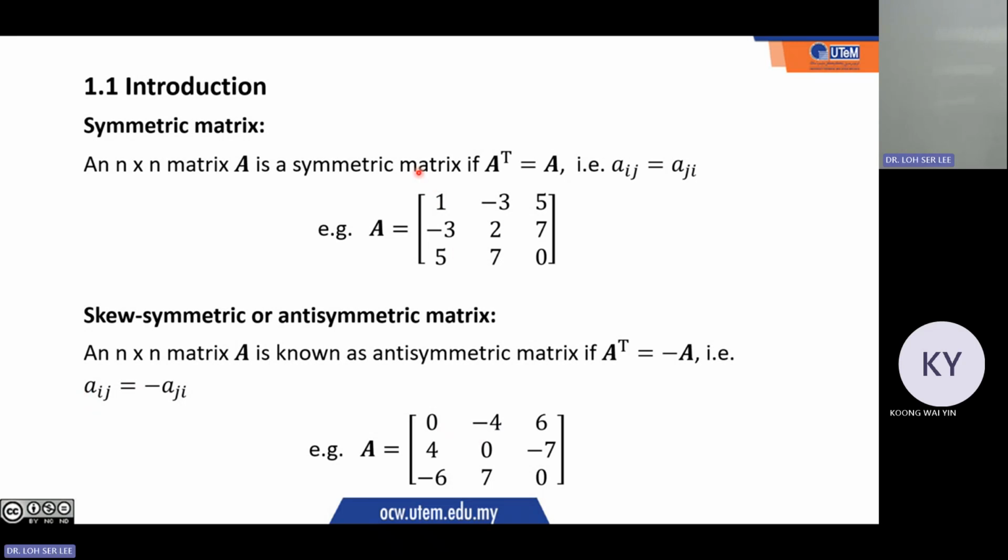But for a symmetric matrix, there is no issue with the diagonal entries, because the relation for a symmetric matrix is Aij equals Aji. So A11 equals A11, A22 equals A22, so the diagonal entries can be any values. But for the anti-symmetric matrix, the main diagonal must be 0.